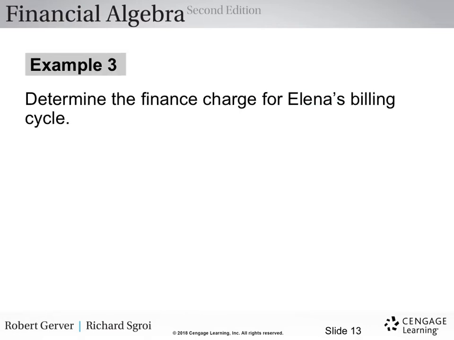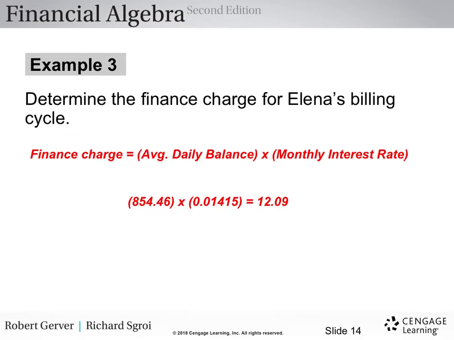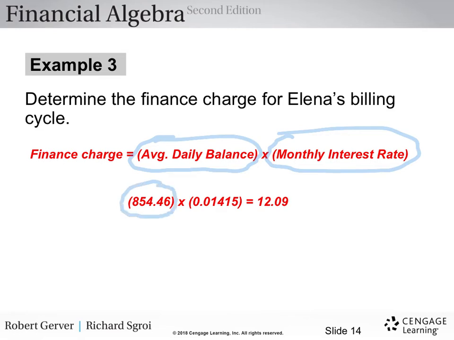Now, example 3, determine the finance charge for Elena's billing cycle. So to do that, we simply take the average daily balance, okay, and we multiply it by the monthly interest rate. So we've previously figured out that her average daily balance was $854.46, and we're going to multiply it by the monthly, don't forget, this is the monthly interest rate as a decimal. So that's 0.01415, because her monthly interest rate is 1.415%. And we come out with her finance charge of $12.09.